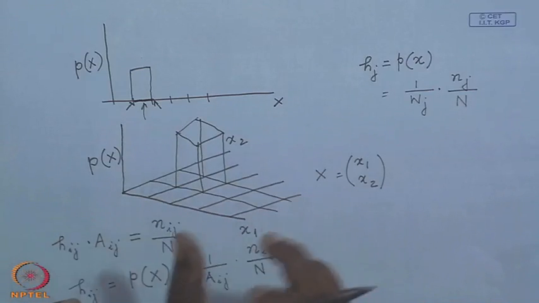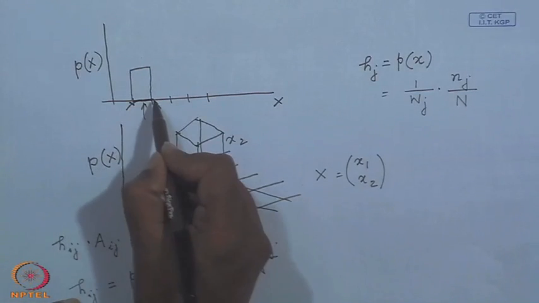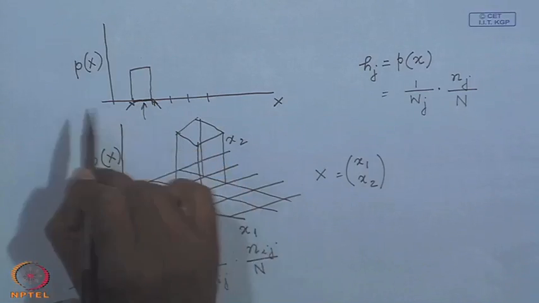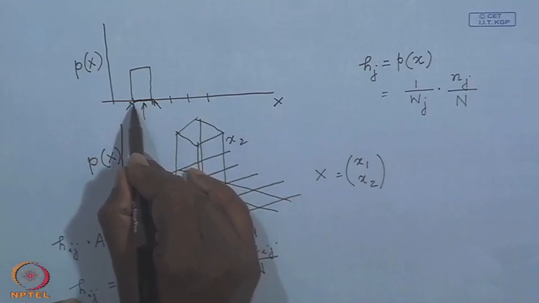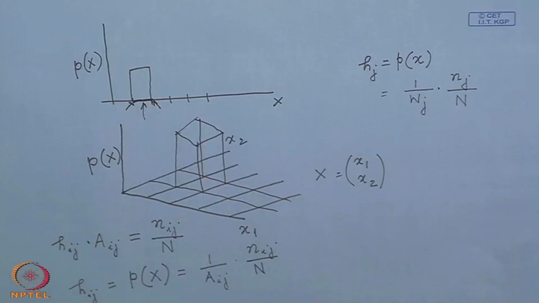So, a value of x which is greater than or equal to this and less than this falls under this bin. So, that is my check. How do I find out how many training samples are falling within the jth bin?